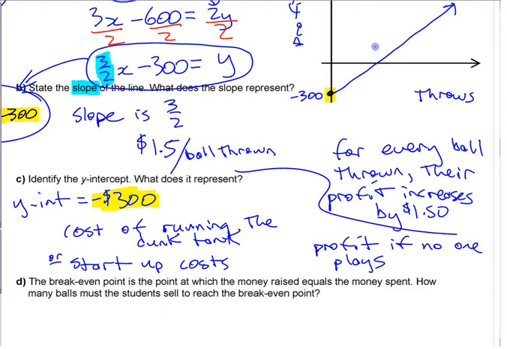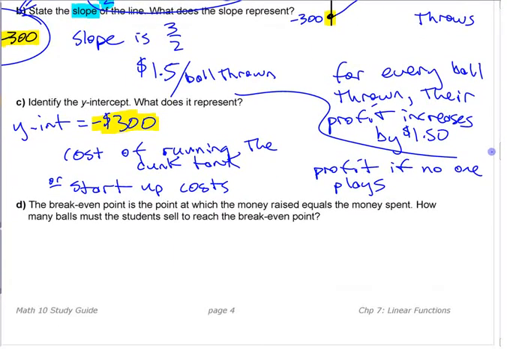From our grid, there's no grid here. We can't tell what this point is, but you can find the x-intercept a different way. It says here, the break-even point is the point at which the money raised equals the money spent. In other words, money raised equals money spent. Break-even point is when your profit is how much? If somebody says you're just breaking even in your business, what does that mean? Your profit is zero. You haven't lost money, but you haven't gained money.